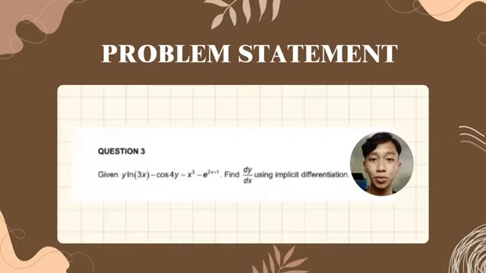Hi and Assalamualaikum. My name is Muhammad Nazhan bin Abdullah. So here's question number 3. We need to find dy over dx of these functions by using implicit differentiation. So let's solve this problem.